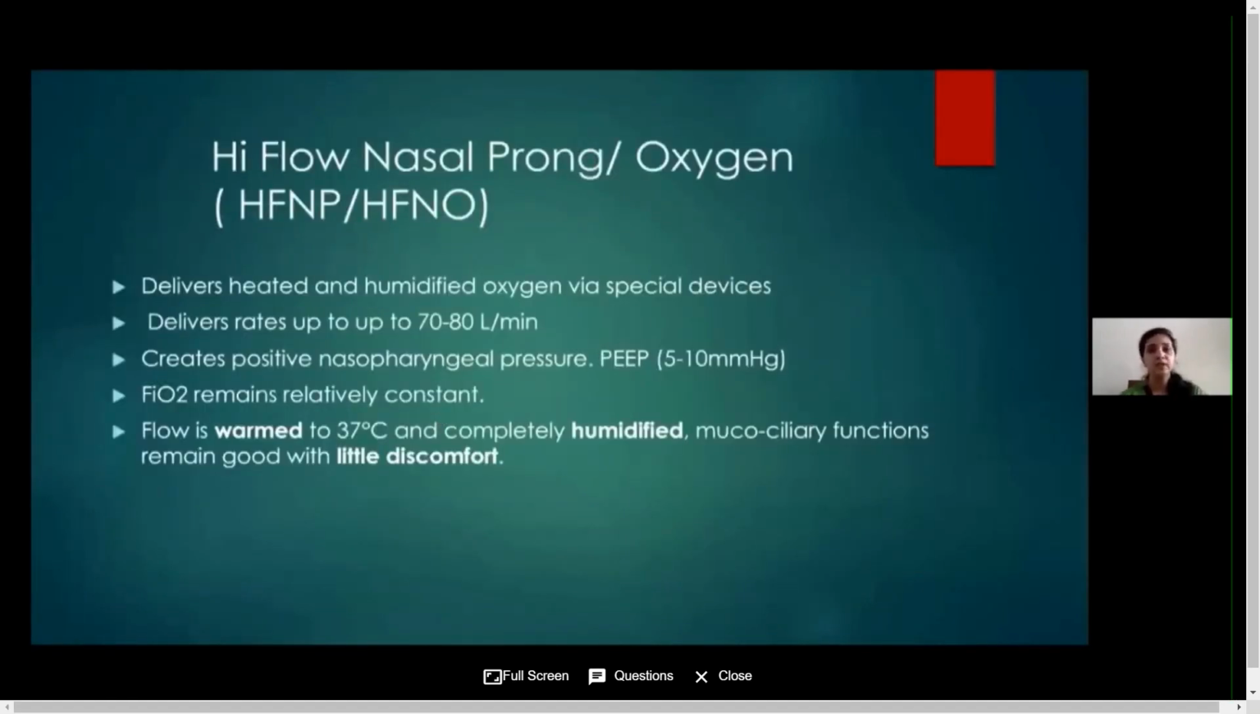The high flow nasal prong is another device that is commonly used, and it delivers heated and humidified oxygen at very high rates, such as 70 to 80 liters nowadays. And this also offers a positive nasopharyngeal pressure at the nose, which transmits into the upper airway and offers a PEEP of about 5 to 10 millimeters of mercury, and the oxygen percentage remains relatively constant right throughout. The flow is warmed and humidified and therefore offers little discomfort to the patient.